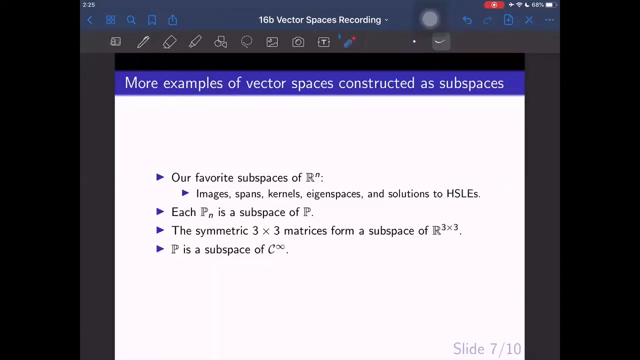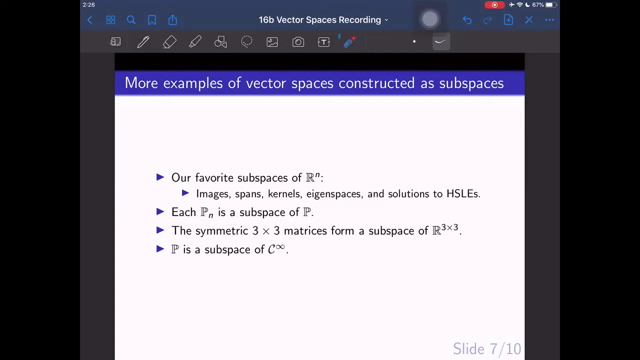There are many examples of subspaces of vector spaces. Our favorite vector space, Rn, are themselves subspaces. All of these are subspaces of vector spaces. Many of the vector spaces we have talked about are subspaces of other examples. For example, each of the P sub n is a subspace of P, the vector space of all polynomials.